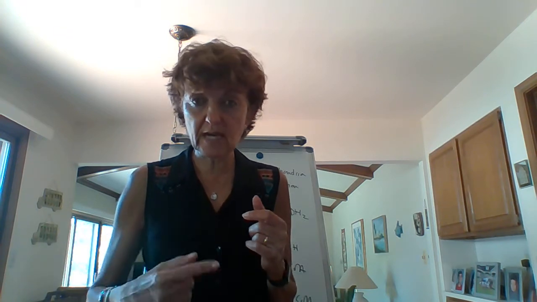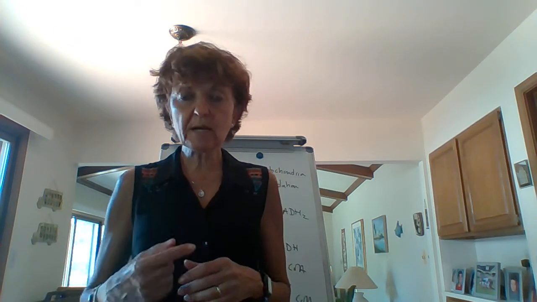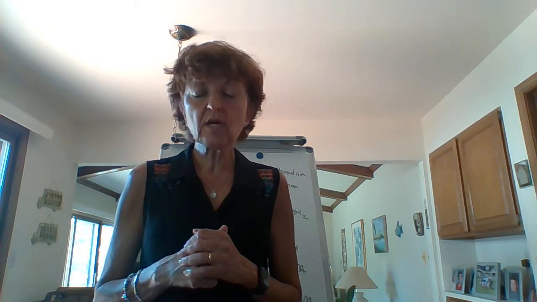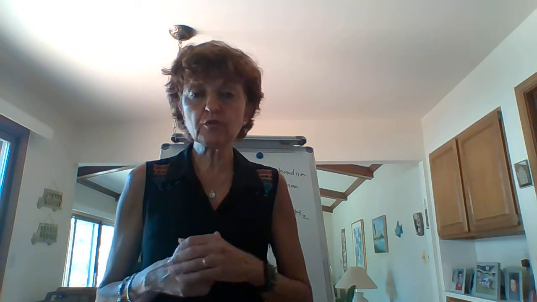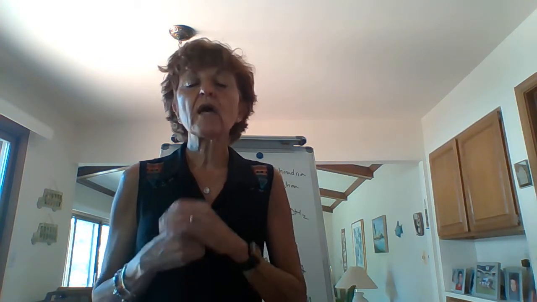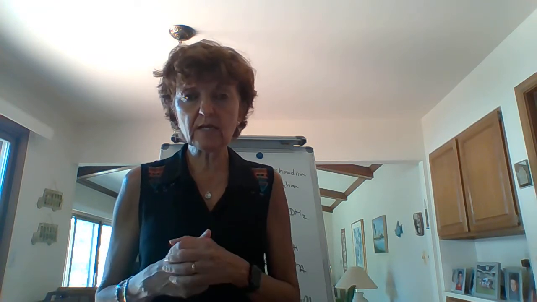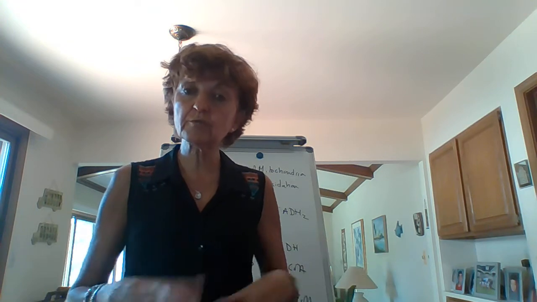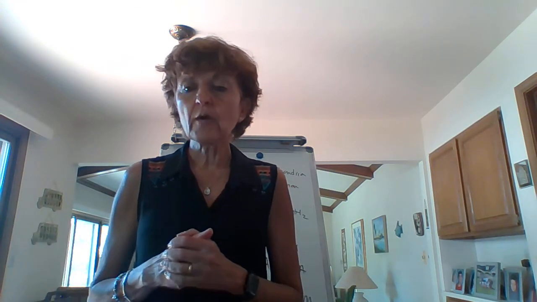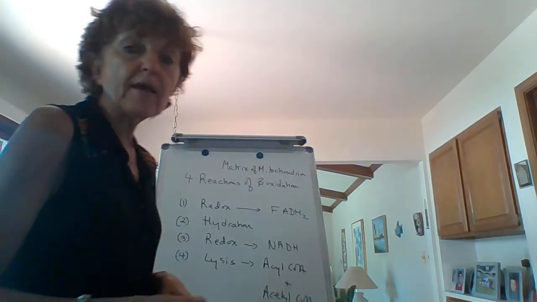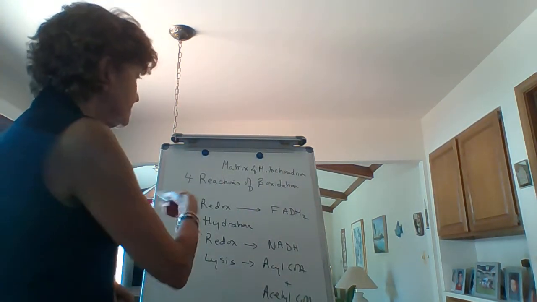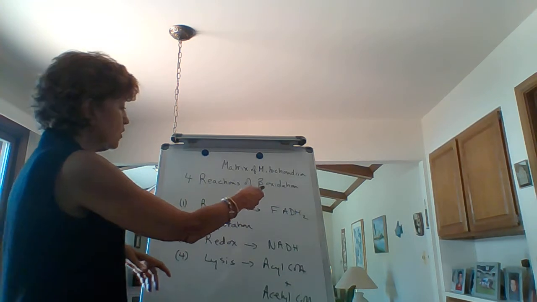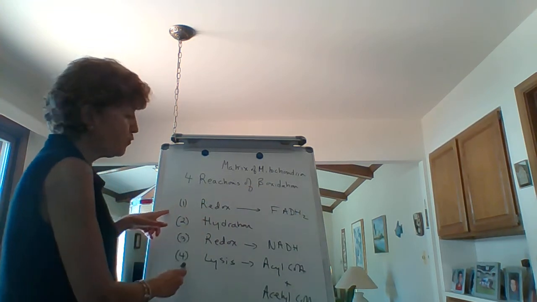These are 4 steps. 2 of the steps are redox reactions, and one of the steps produces an FADH2, and the other one produces an NADH. Why do we care? Because remember, those are the ones that are going to go to the electron transport chain to produce all those ATPs. Okay, so my 18 carbon hypothetical acyl-CoA is going to go through these 4 steps.